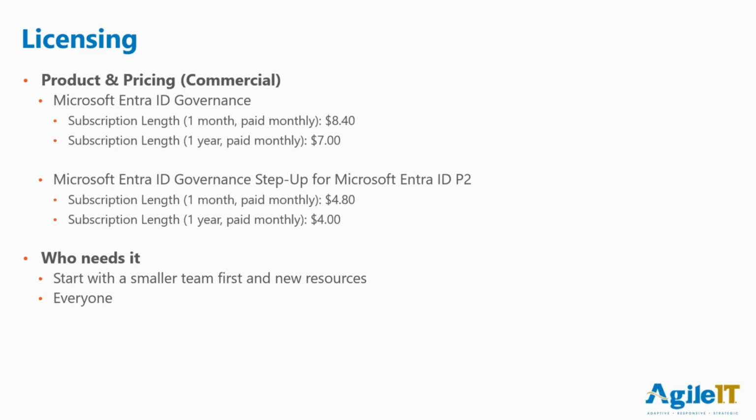The one that's interesting is the one that's called the step up. Entra ID Governance is not a part of any of the suites. I have Microsoft 365 E5. Do I have it? No, you don't. What you do have inside of Microsoft 365 E5 is Entra ID P2, which means if you have that, you can pay the step up license, which, if you commit for the year, is $4 a month instead of $7 a month.